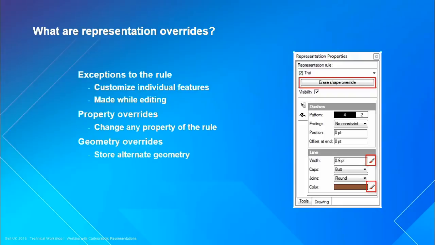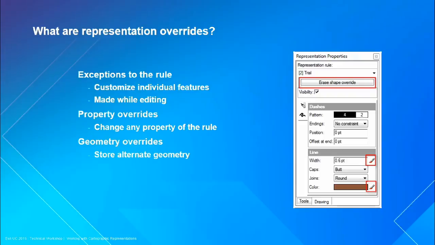This is also what we use when we drive the symbology from the attribution, when we want a different look for every single symbol based on attributes in the data. So, representation overrides are exceptions to the rule. This is a way to customize individual features. Because of that, it is made while editing. Okay, so that's a little bit different.